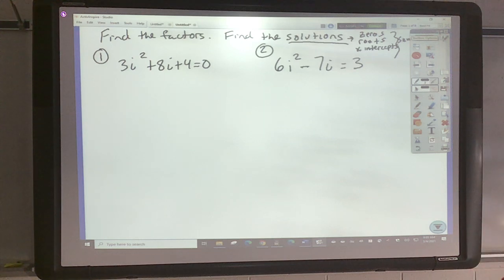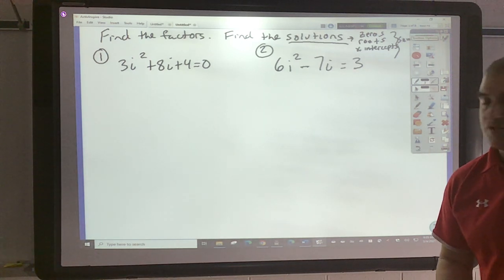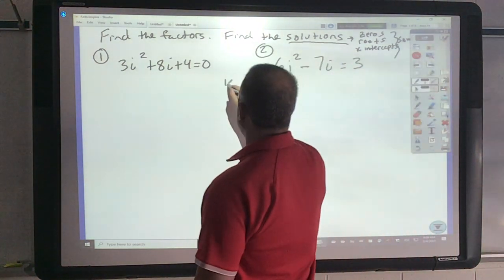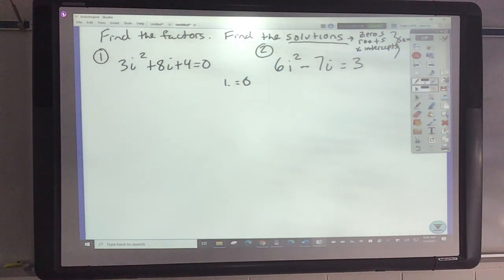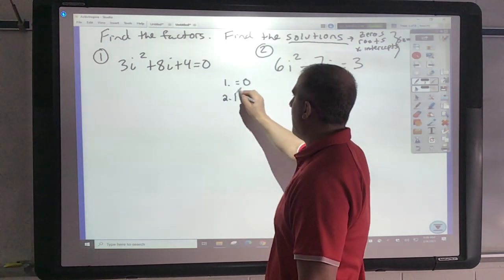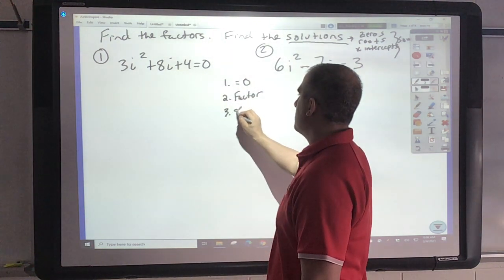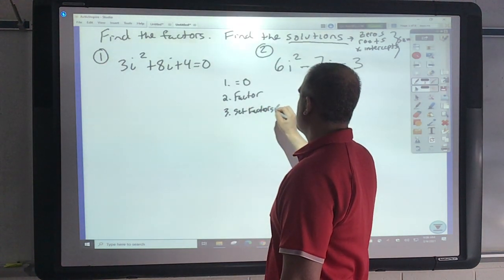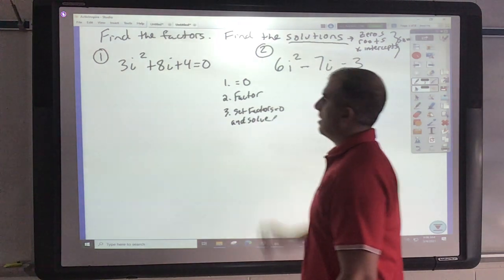Now what we're going to focus on here is finding factors and then solving factors, so the factoring unit. The first step is you got to make sure your thing is set equal to 0, and we're going to talk about what to do if it's not set equal to 0. Second step is use all your factoring principles. Third thing to do is you're going to set the factors equal to 0 and solve. That's how simple it is.